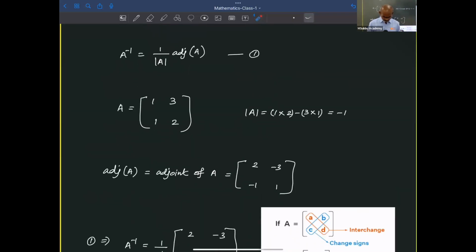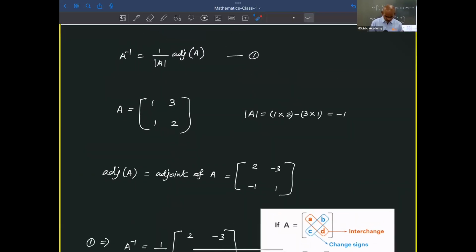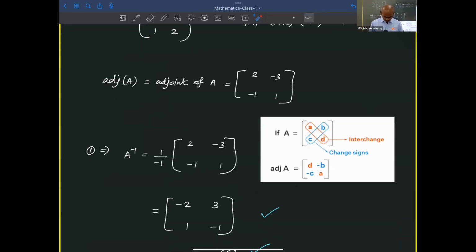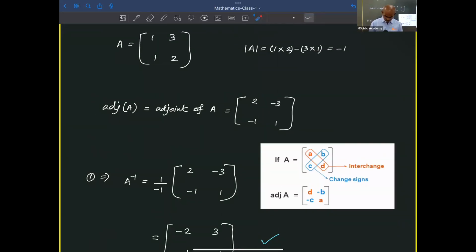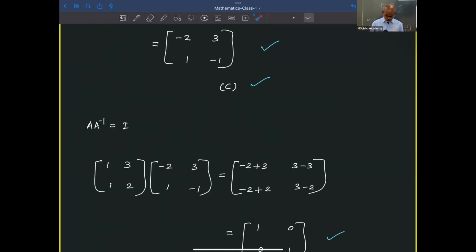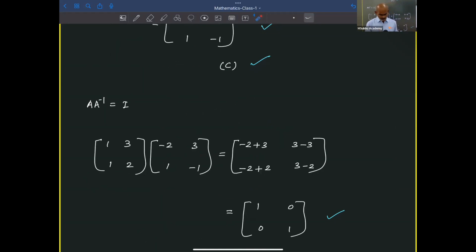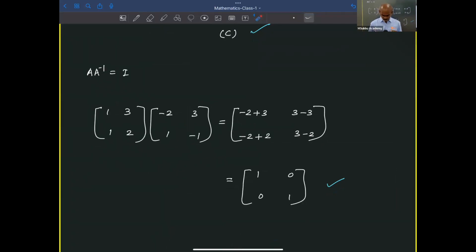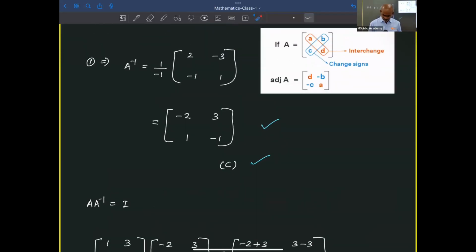Okay, so what is the determinant here for this given matrix? So 1 multiplied by 2 minus 3 into 1. So okay, this is the determinant. So 1 by determinant multiplied with the adjoint matrix, you will be having this. Of course, we can also verify this: A multiplied by A inverse should lead to an identity matrix. Sometimes you can verify your answer easily. Fine.